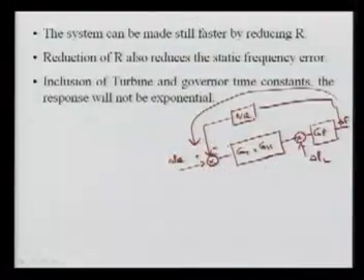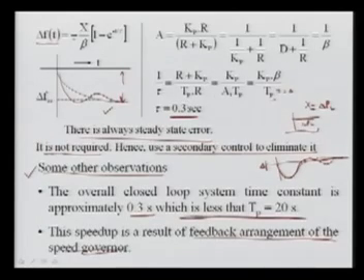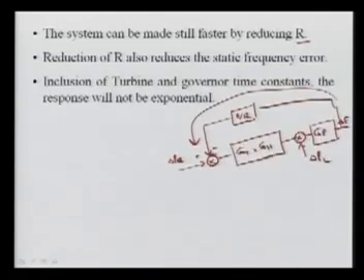And now the system can be made still faster. We can reduce the time constant by reducing R. You can see the time constant is directly, inversely proportional to R. If we are reducing this, the Kp is a very large value, so it will not affect much, but if this value is reduced, then your T will also be reduced. So if you are reducing R, your system response again becomes faster.